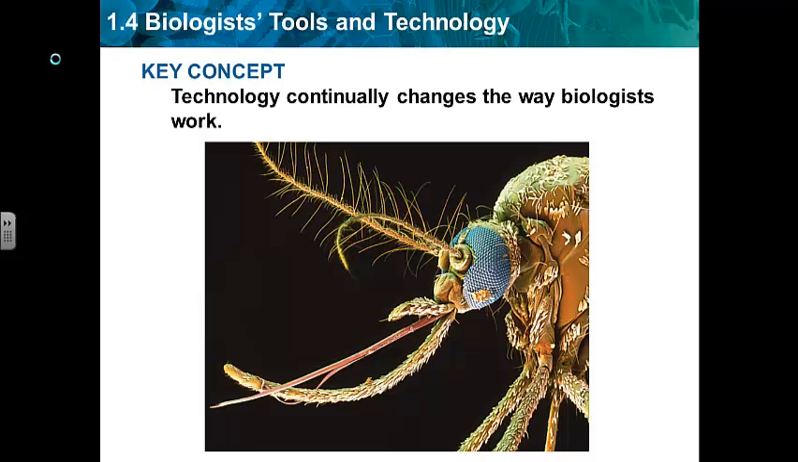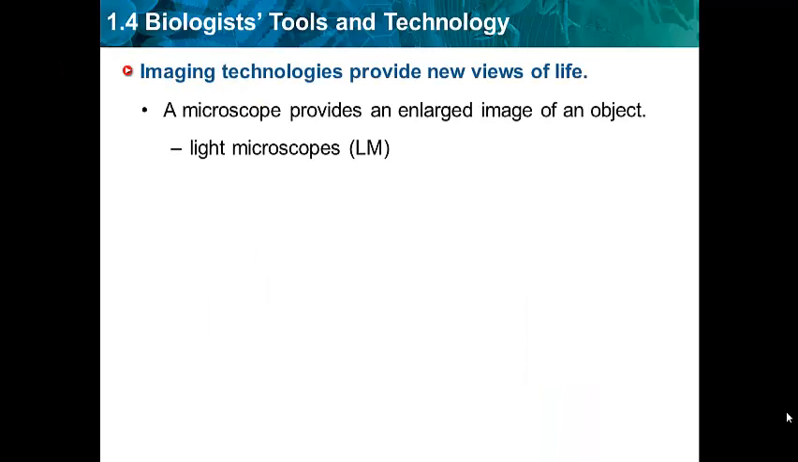A microscope provides an enlarged image of an object. The first microscopes magnified objects but did not produce a clear image. By the 1800s, most microscopes had a combination of lenses that provided clearer images. Today's light microscopes are still based on the same principles. Light microscopes clearly magnify specimens up to about 1,500 times their actual size, and samples are often stained with chemicals to make the details stand out.